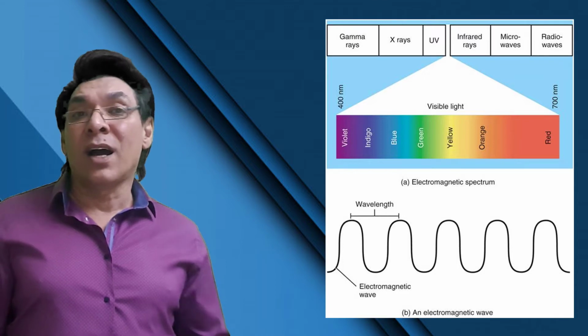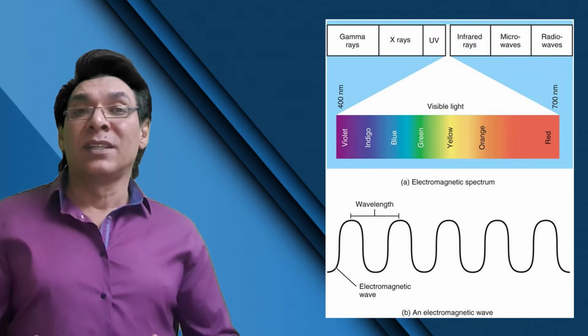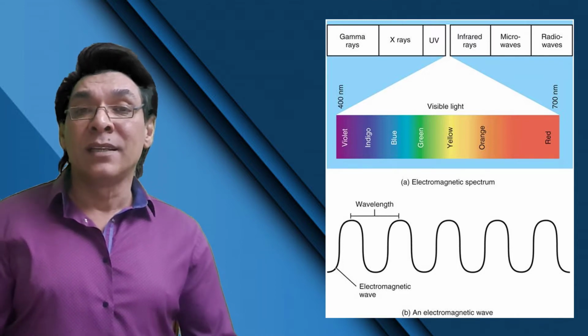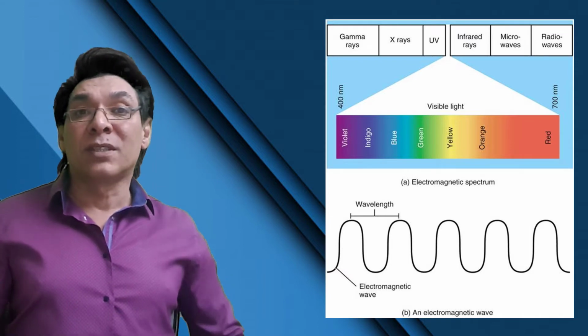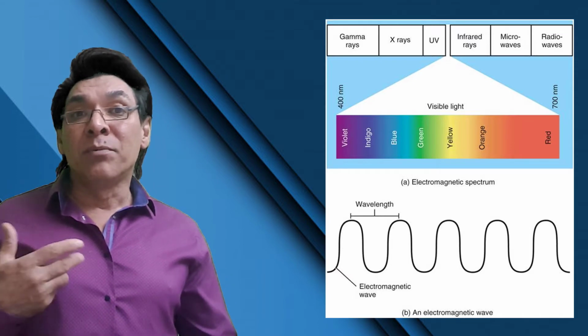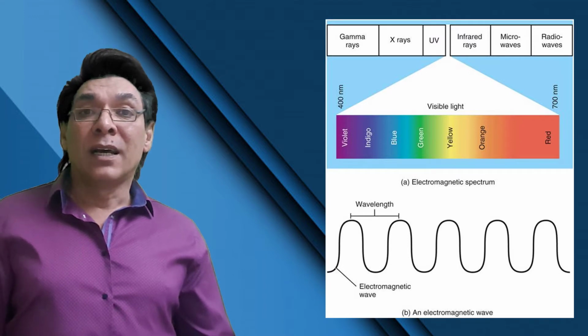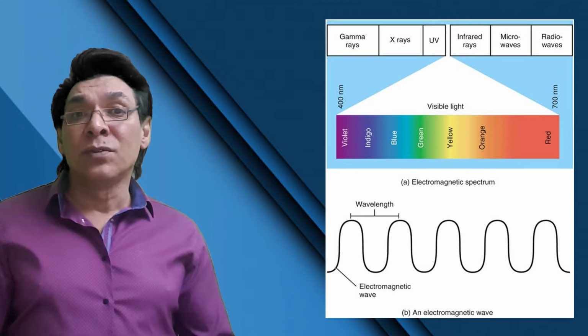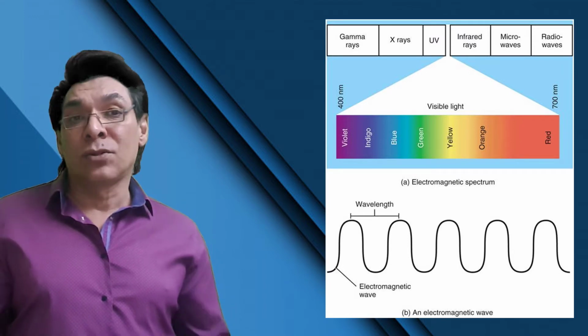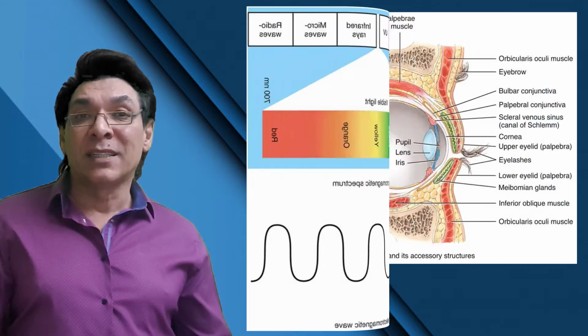Next, we consider how the eye perceives light and how the brain converts those perceptions into meaningful information. Finally, the lecture reviews the most common eye disorders and their treatments.